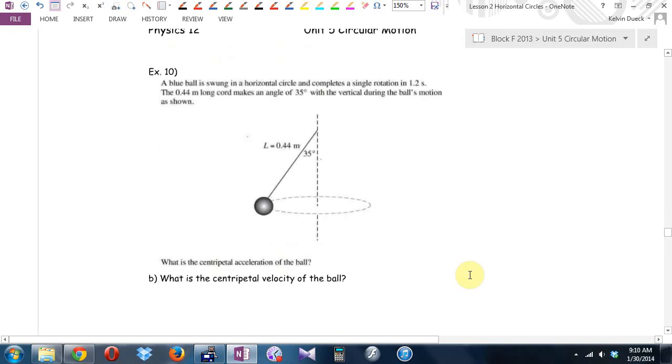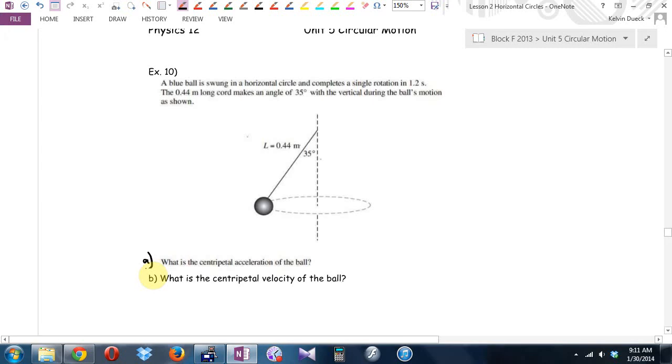A blue ball is swung in a horizontal circle, and it completes a single rotation in 1.2 seconds. The cord makes an angle of 35 degrees. Part A asks, what's the centripetal acceleration of the ball? Part B asks, what's the centripetal velocity of the ball?